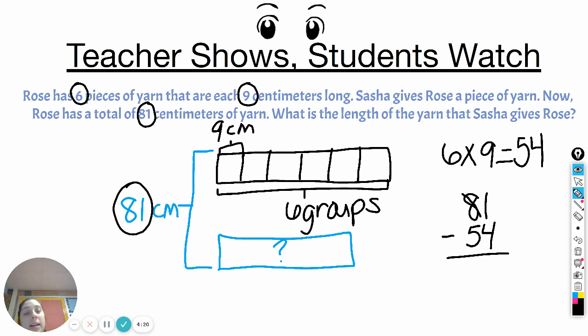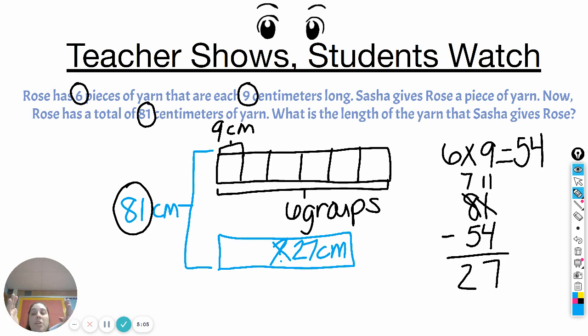I'm going to borrow from the 8. I'm just going to borrow 1 ten. So if I take away 1 ten, that gives me 7. I take my 1 ten and add it to this 1, which gives me 11. Right? 10 plus 1 equals 11. Now I can do 11 minus 4, which is 7. Then I go to my tens place. 7 tens minus 5 tens is 2 tens. So this piece of yarn that Sasha gave Rose must be 27 centimeters long.